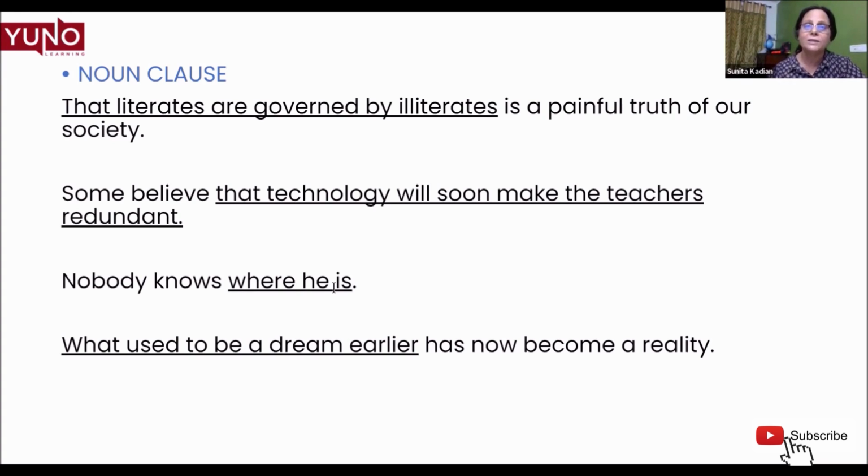I don't know how is it done. No, I don't know how it is done. So nobody knows where he is. See the structure of the sentence, the placing of the words.